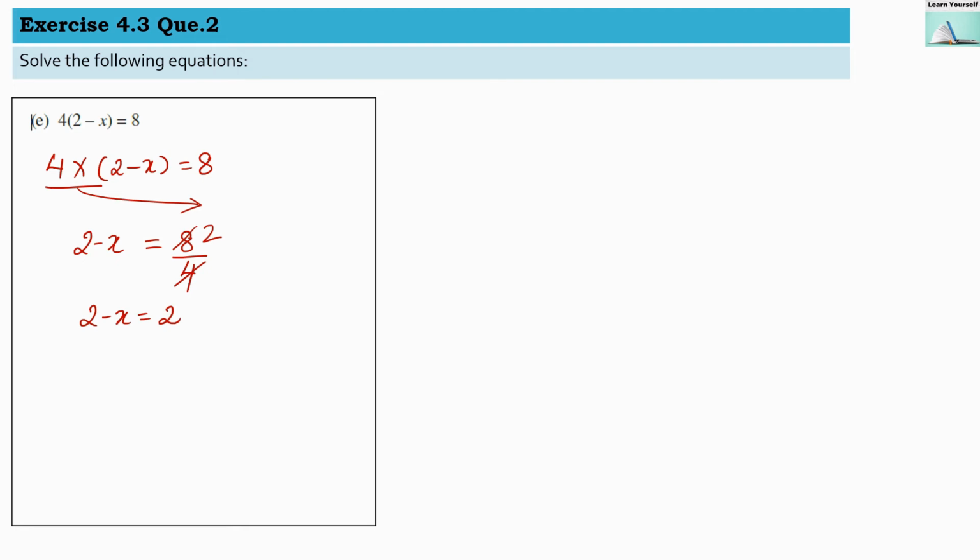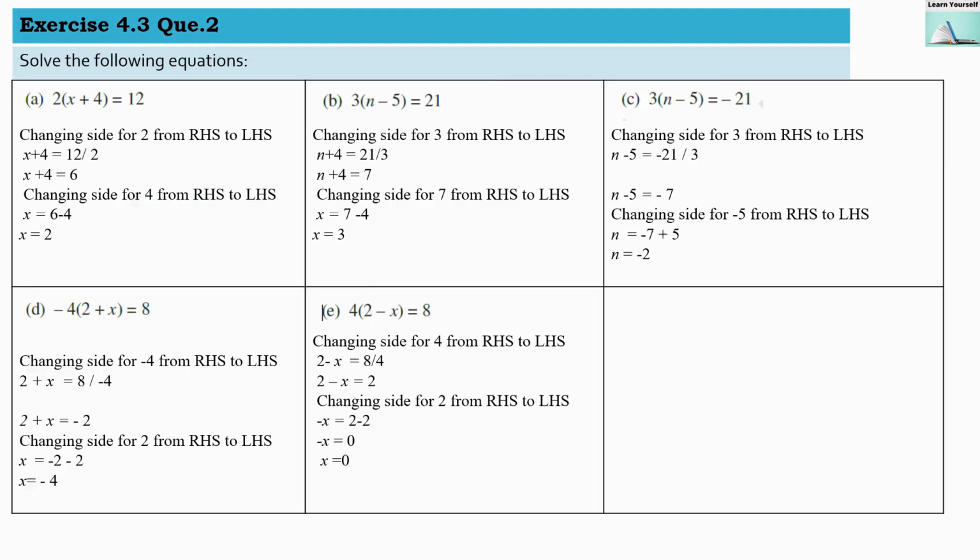Now this 2 is positive. Once we are changing the sign, it will become negative. So minus x equals to 2 minus 2, we got it here. So x equals to, we got here 0. This negative sign, we can remove it because once we are multiplying with minus 1 towards both the side, we will get x equals to 0. And 0 will not have any kind of sign. So x equals to 0 will be the answer.